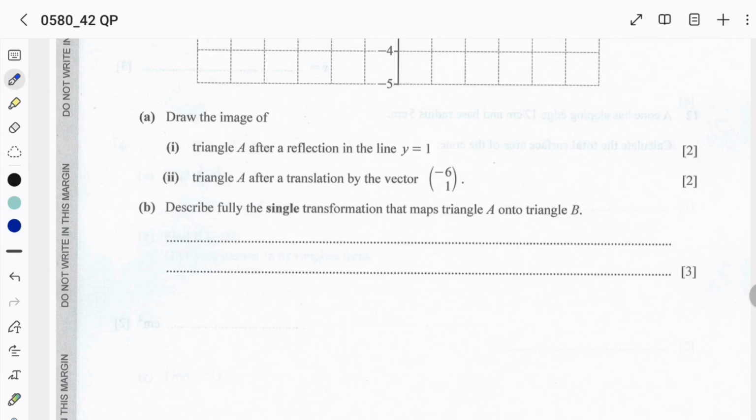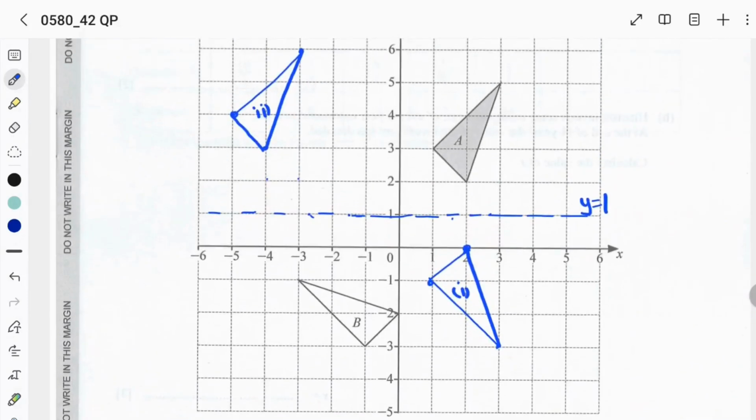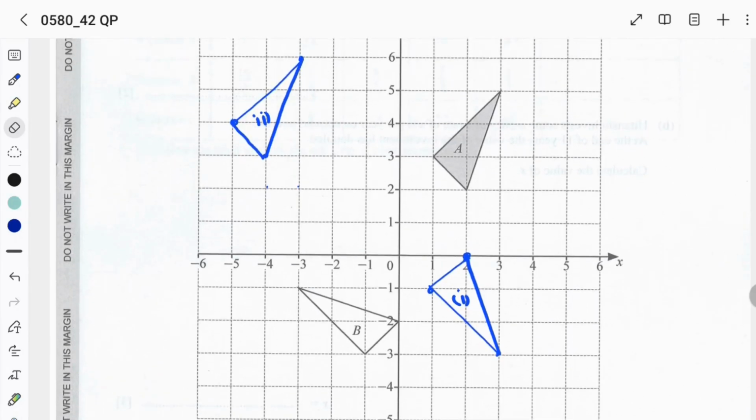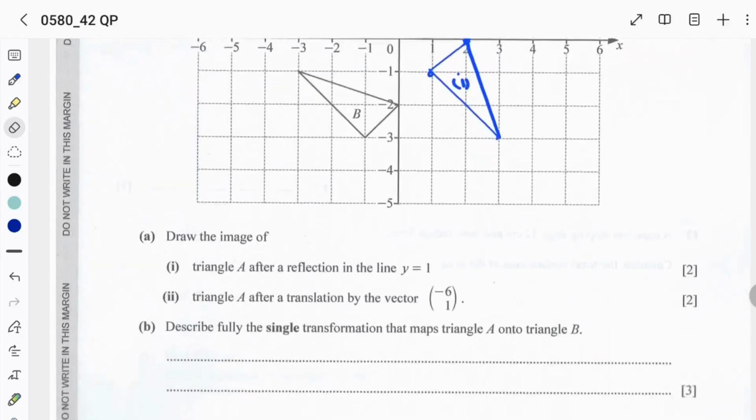All right, now moving to part B, describe fully the single transformation that maps A onto B. Now erase the other lines. That will make a problem for you whenever you draw points for another triangle or another transformation. You can see that these two triangles have the same shape and the same size, but they are in different positions. So that's why the previous one was a translation, and we have done this correctly.